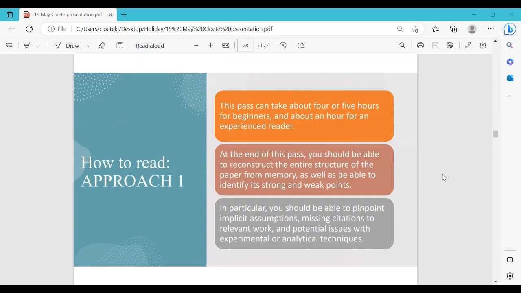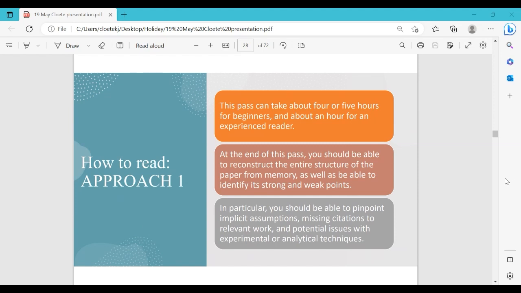Now, this last pass can take some time, right? For more experienced senior people, it can take just about an hour. And it also depends on whether you are familiar with the field or not. So at the end of this third reading phase, you should be able to reconstruct the entire structure of the paper from memory. So now you know the paper and you can really start critiquing it.